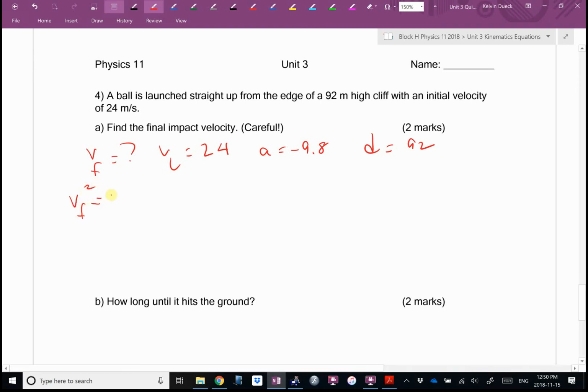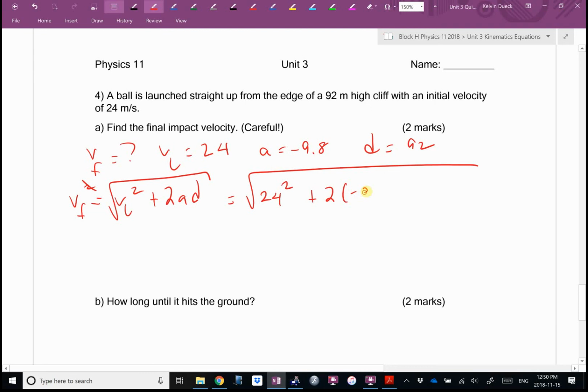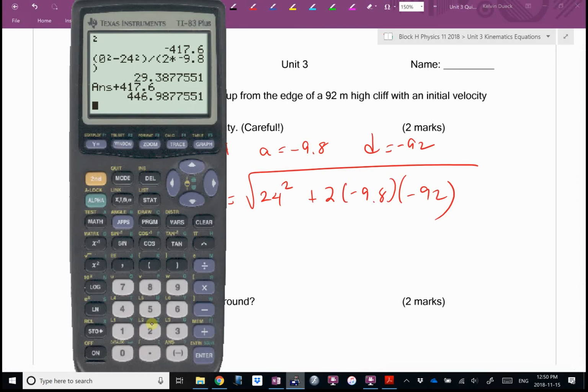I think I'm going to use VF squared equals VI squared plus 2AD. How to get rid of a squared? Square root. I'm going to go the square root of 24 squared plus 2 times negative 9.8 times negative 92. If I had missed that, if I had gone 24 squared plus 2 times negative 9.8 times positive 92, I'd end up trying to take the square root of a negative number.